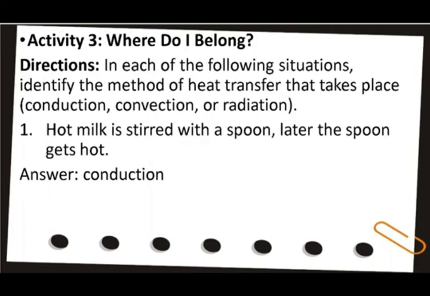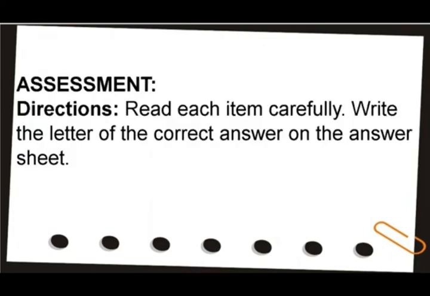Activity number 3. Where do I belong? Directions. In each of the following situations, identify the method of heat transfer that takes place. It could be conduction, convection, or radiation. Number 1. Hot milk is stirred with a spoon. Later, the spoon gets hot. The answer is conduction. Under assessment, you have to read each item carefully. Write the letter of the correct answer on the answer sheet.